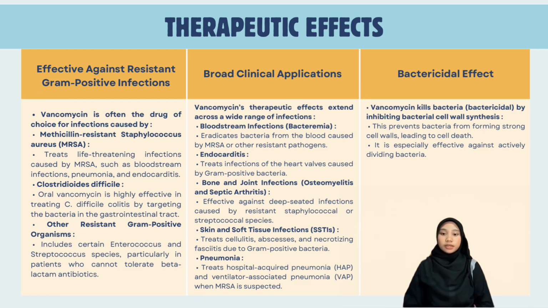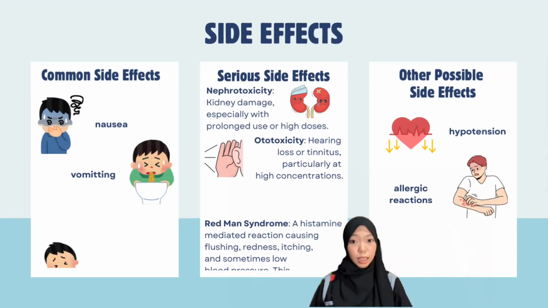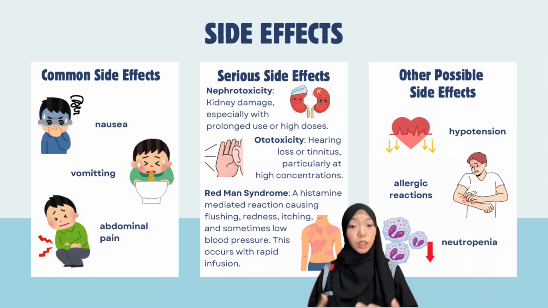Lastly is the bactericidal effect. Vancomycin kills bacteria by inhibiting bacterial cell wall synthesis. This prevents bacteria from forming strong cell walls, leading to cell death. It is especially effective against actively dividing bacteria. Next, what are the side effects of vancomycin?